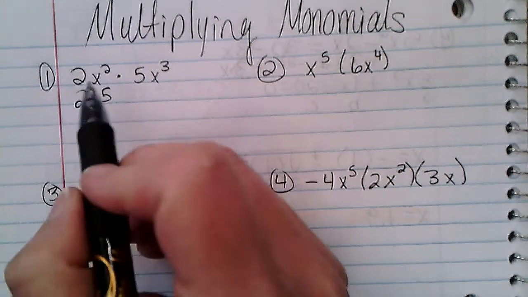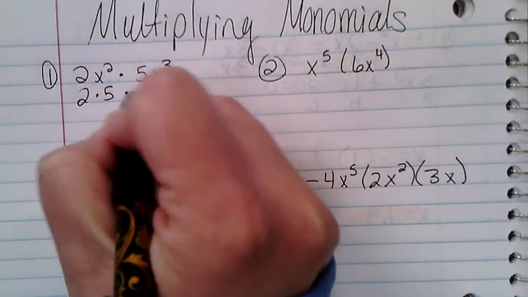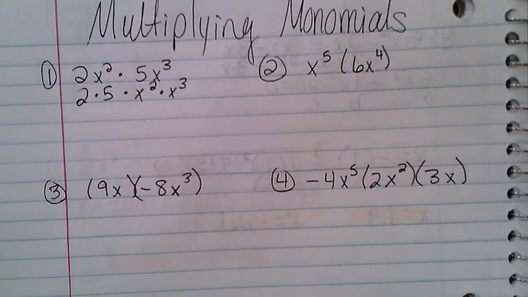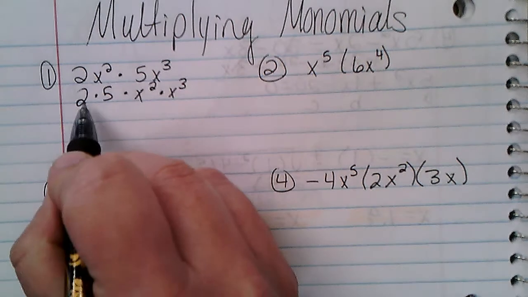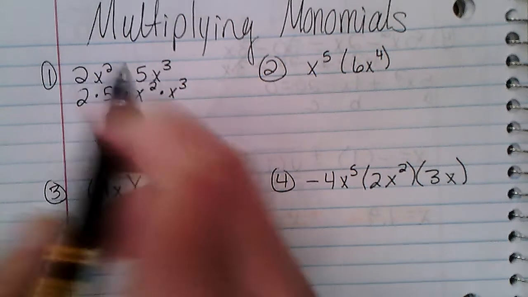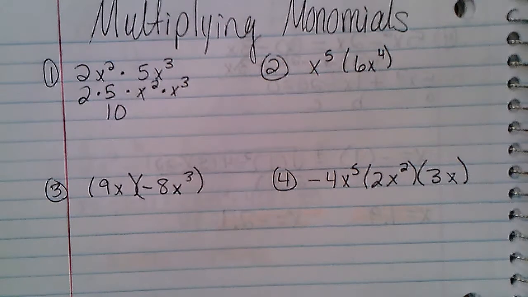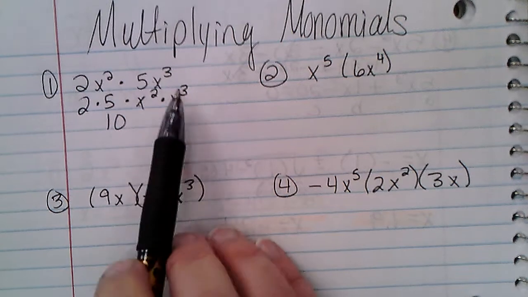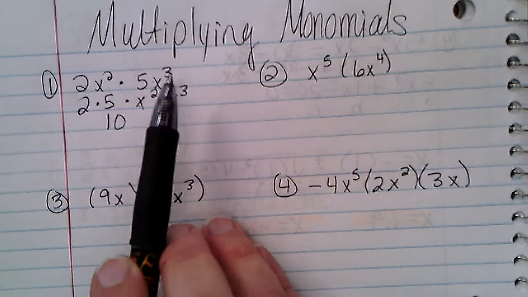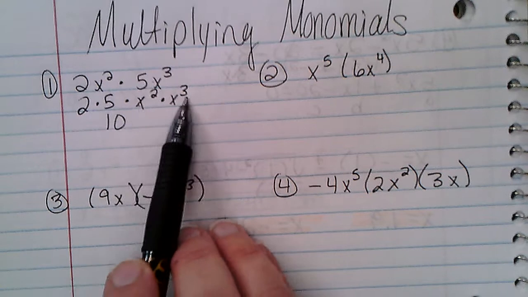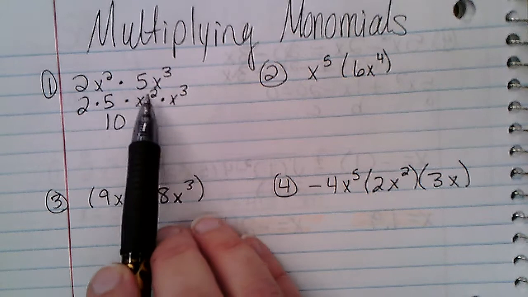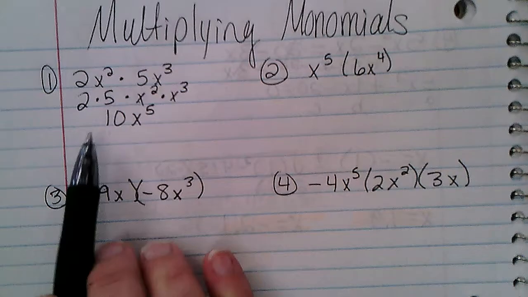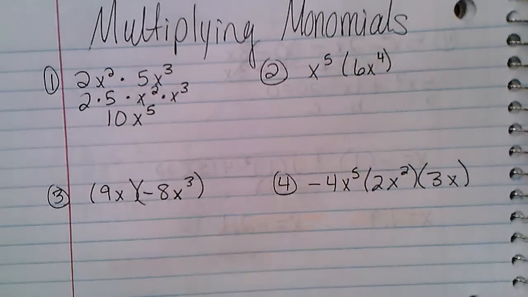And then I know from our previous slides, x to the second and x to the third are going to be multiplied, and we'll talk more about that here in just a second. So coefficients, 2 times 5 is 10, so my new coefficient is 10. X squared would be x times x. X to the third would be x times x times x. So there are a total of 5 x's represented, 2 plus 3. So my new exponent is going to be 5.